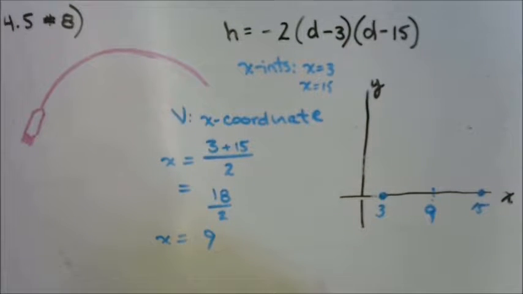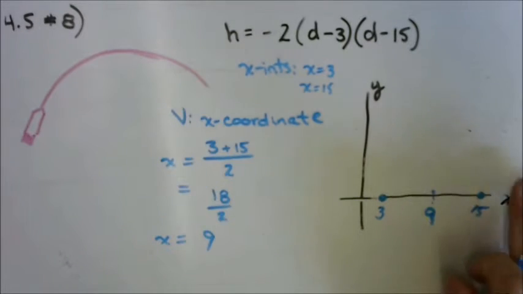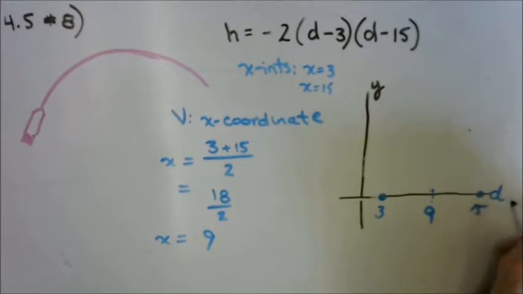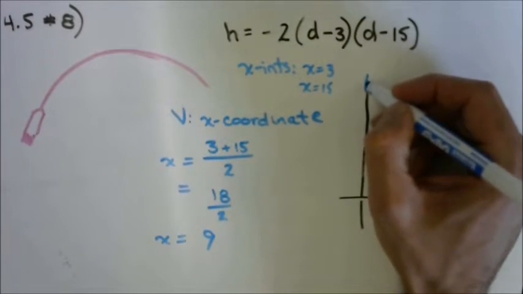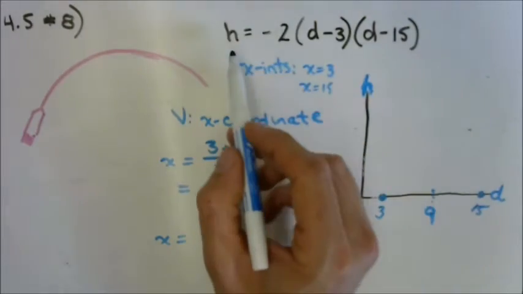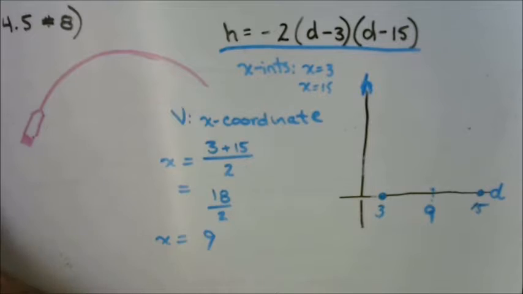But I don't know exactly how tall it is yet. How do I figure out how tall this thing is? How high the rocket goes? Plug the x coordinate back into the equation. Good. In this case, I'm working with d and h, and I should actually note on my graph that d is the independent variable and h is the dependent variable. And this function tells me exactly how h will change with respect to d.